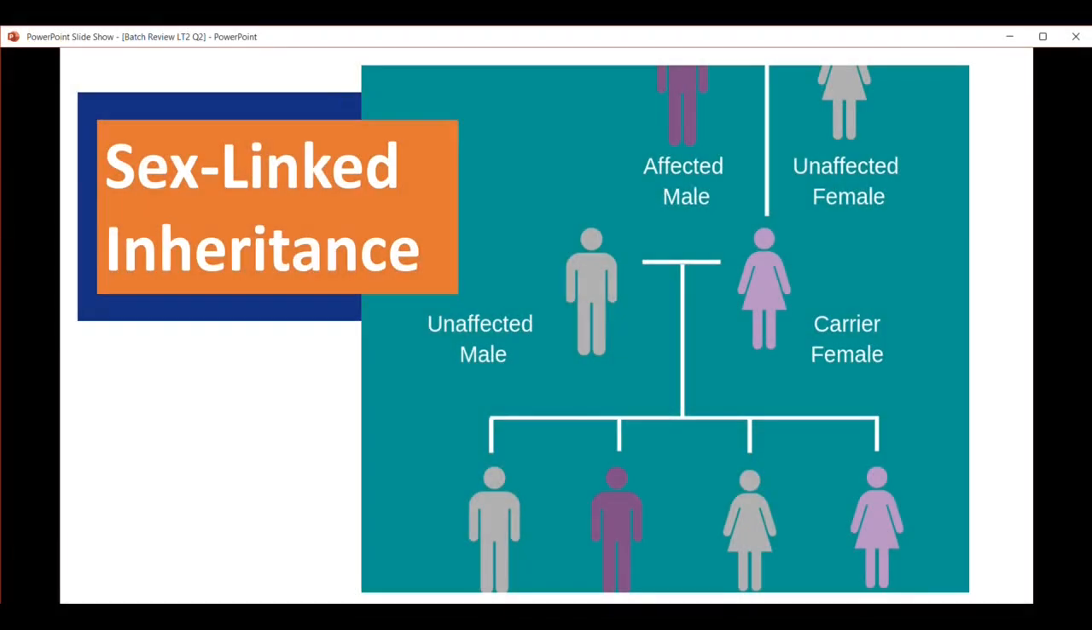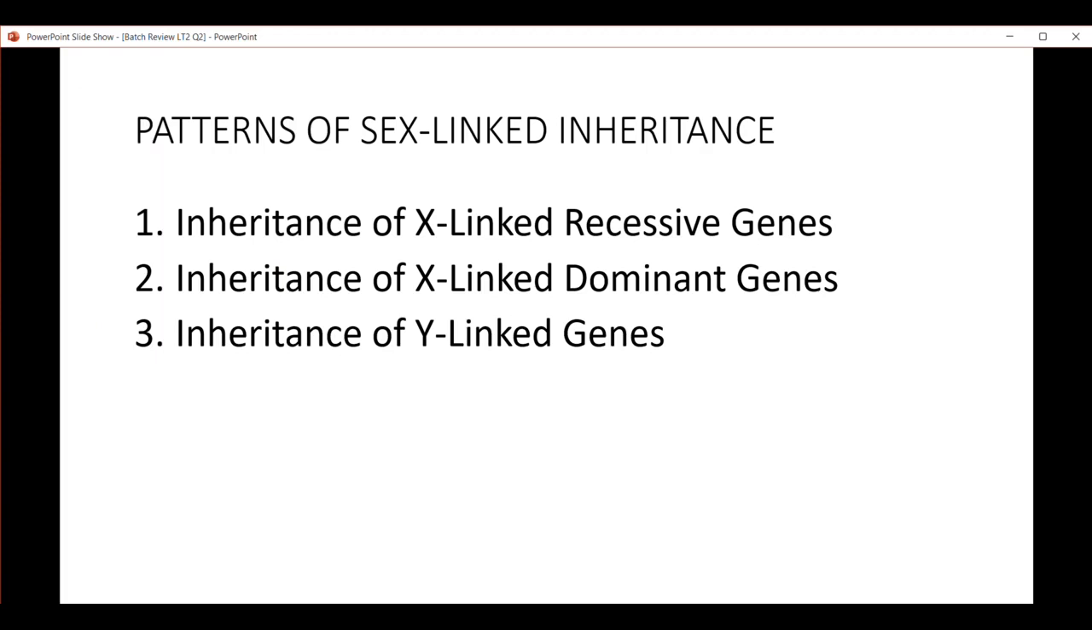Another important topic for the discussion is sex-linked inheritance, and one of the important characteristics of this is that one of the sexes would be disproportionately affected as compared to the other sex. So, for example, more males will be affected compared with the females, or more females will be affected compared with the males. So let's look into the three patterns. It's either X-linked recessive, X-linked dominant, or Y-linked genes. So let's dive into the discussion over here.